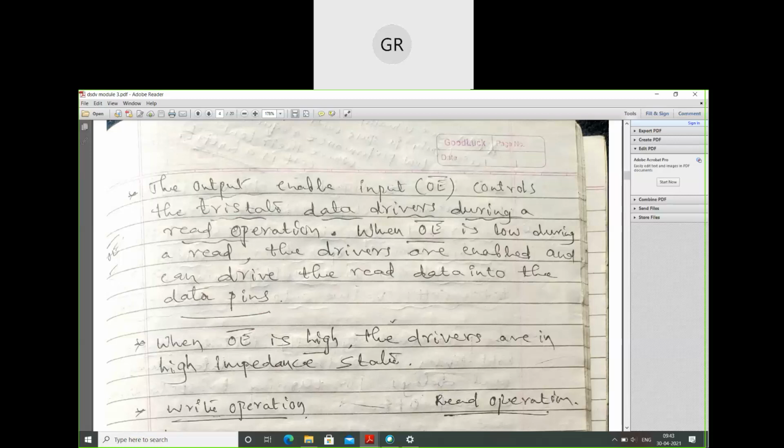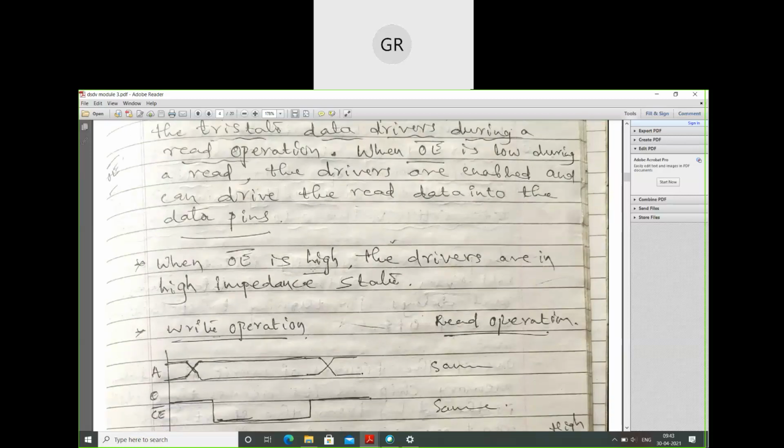When OE bar is low during a read, the drivers are enabled and can drive the read data onto the data output pins of the memory. When OE bar is high, the drivers are in a high impedance state. What is meant by the high impedance state? It can retain the same previous data until OE bar is low.